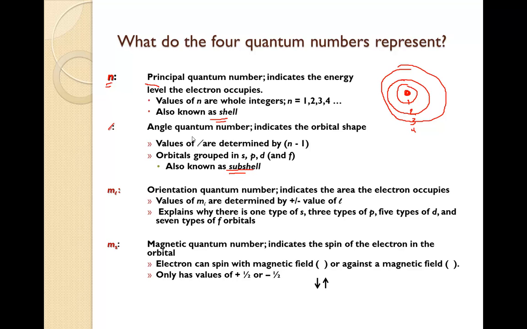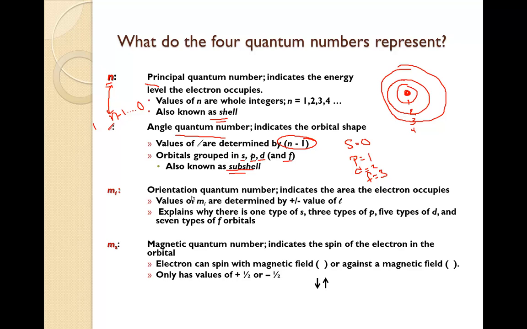This is the angle quantum number, L. It indicates the orbital shape. Values of L are determined by n minus 1. And that's where we get the S, P, D, and F from. S is 0, P is 1, D is 2, and F is 3. You would take the n and subtract 1, and it goes all the way down to 0. So L is dependent upon n.